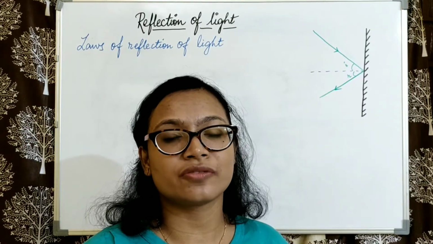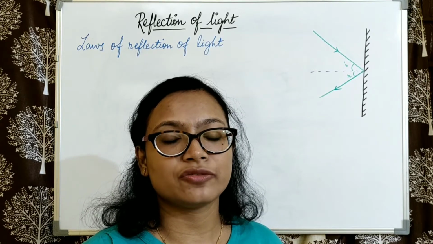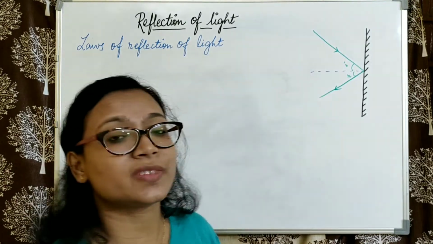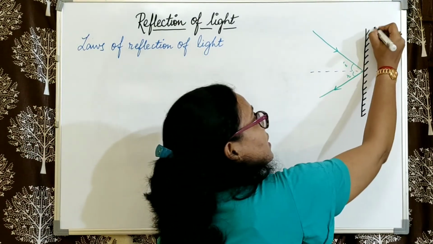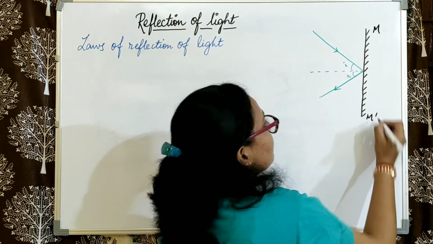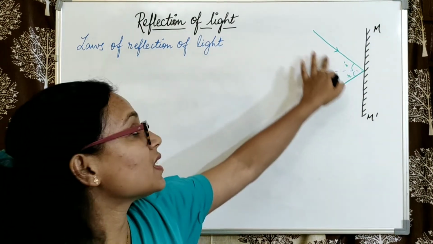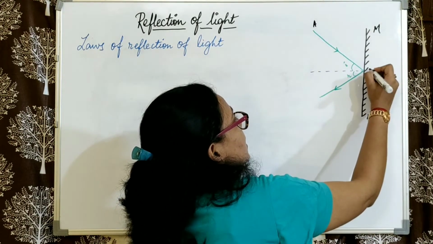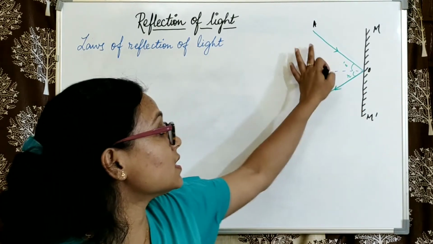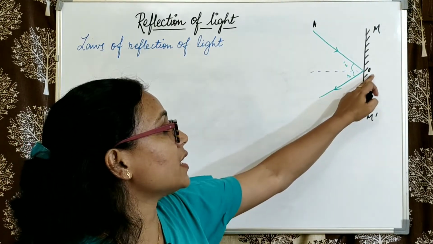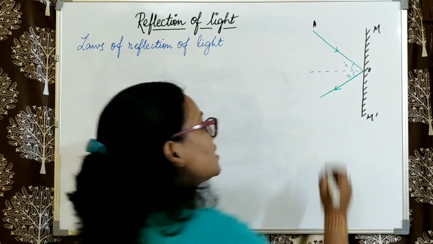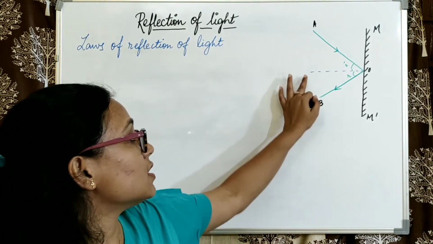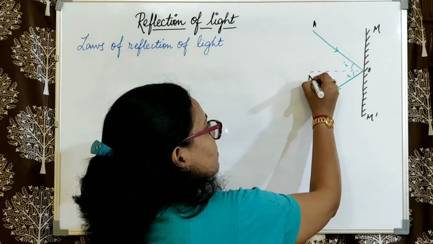Now coming to the laws of reflection of light. We have two laws describing the reflection of light. Here we have a diagram. This is the mirror represented by M dash. Here we have an incident ray, suppose let us name it AO. This is the incident ray. After striking the mirror at O, it gets reflected. Suppose OB is the reflected ray, and this is the normal at the point of incidence.